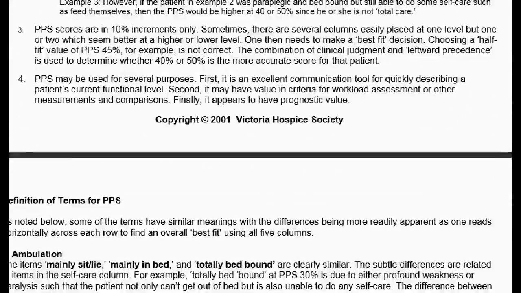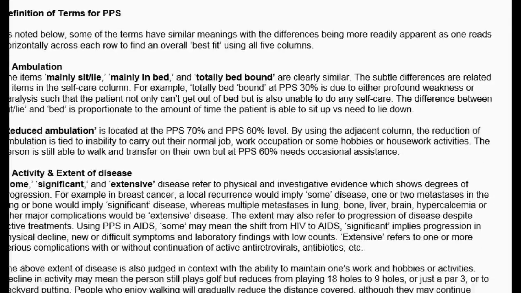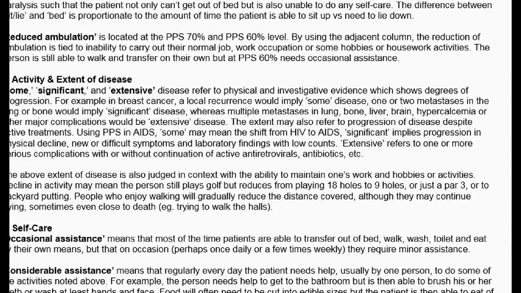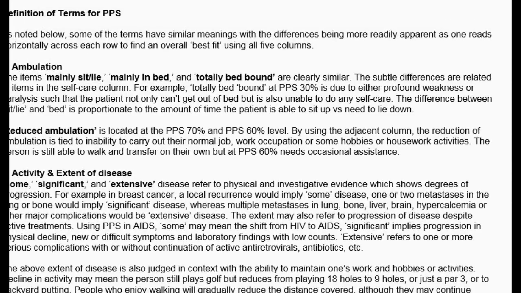If you scroll down further, this just talks about definitions for the different topics, as ambulation, how do you define mainly sit-lie, mainly in bed, totally bedbound. Usually that's pretty clear, but one thing I know that gets confusing sometimes is with totally bedbound patients. Sometimes caregivers get patients out of bed and put them in the chair, but if they can't get out of bed on their own, they're still considered totally bedbound, even though they may spend the majority of the day in the chair, but they can't get themselves out of bed into the chair, and that's still considered totally bedbound.